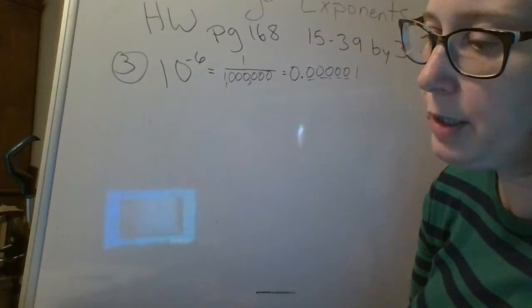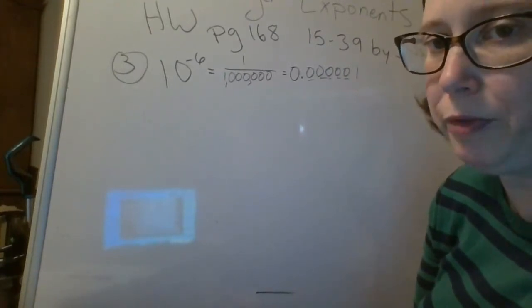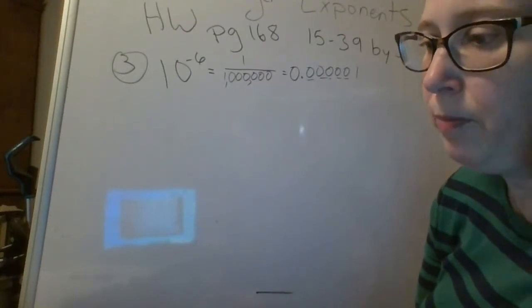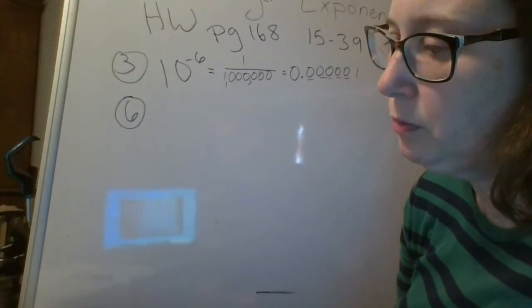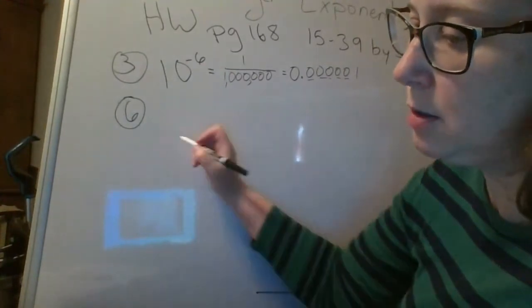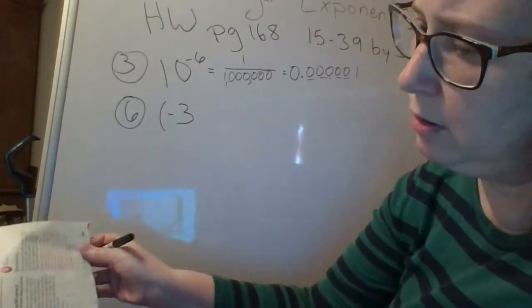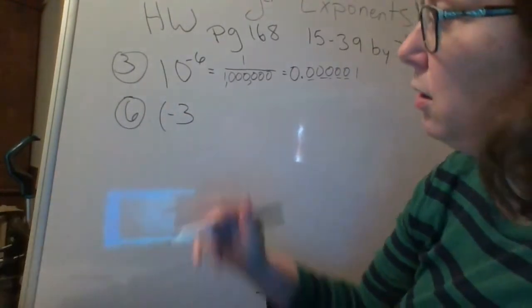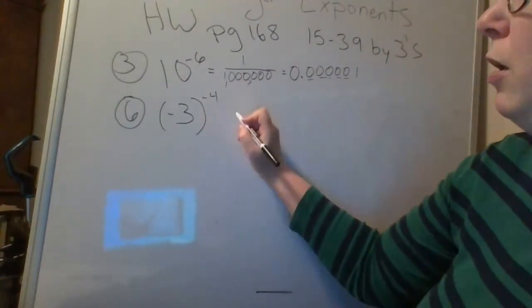When you go to the next section, it just says simplify. Simplify means that you are going to find a standard form answer. So let's look next at number 6. Number 6 says -3 to the power of -4.